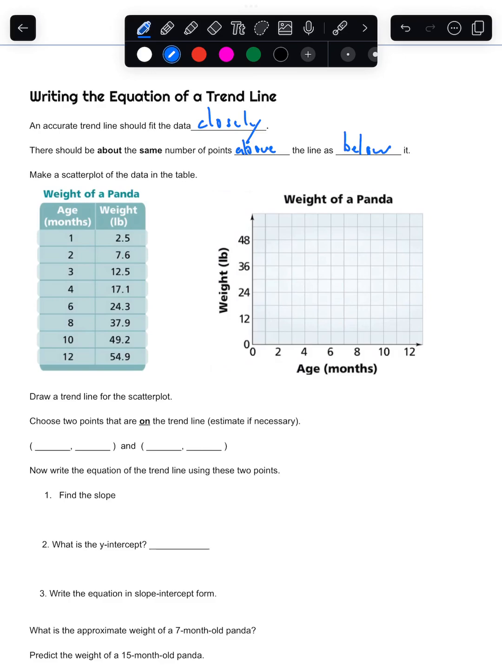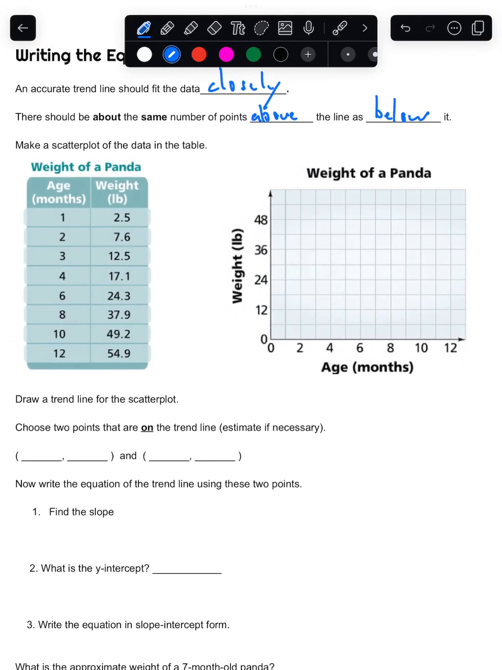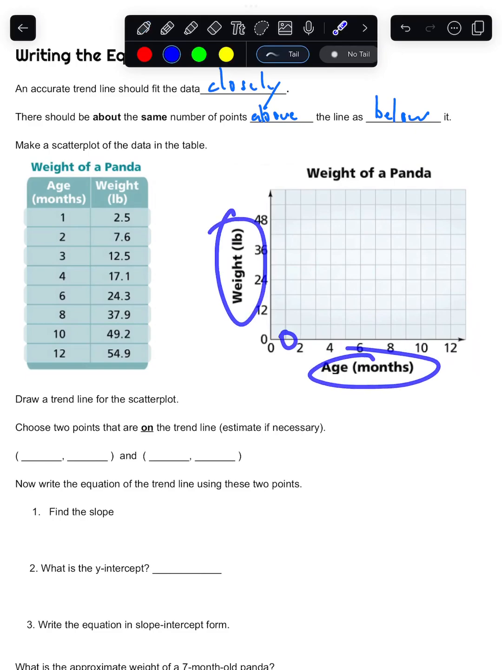Okay, so this graph looks like it is already labeled for us, so that's good. We don't have to worry about that. So now we just need to plot our points. Okay, so let's do that. So let's do age 1 month. So that'd be the first line right here. Okay, because here's our months here, here's our weight there.